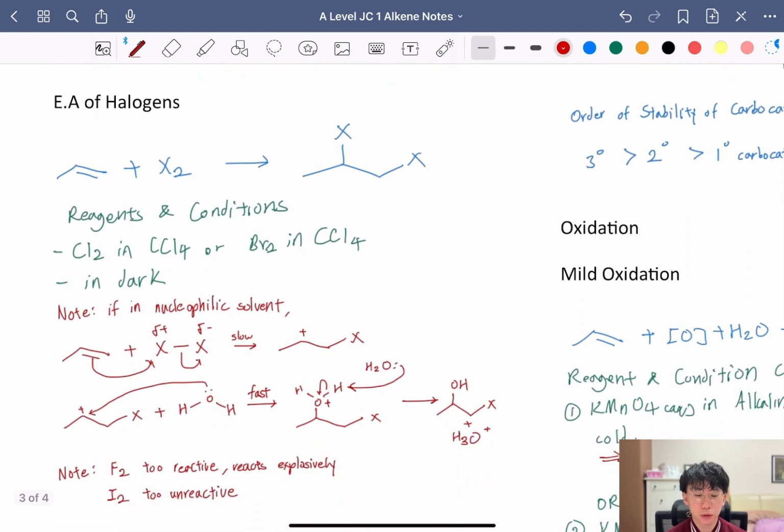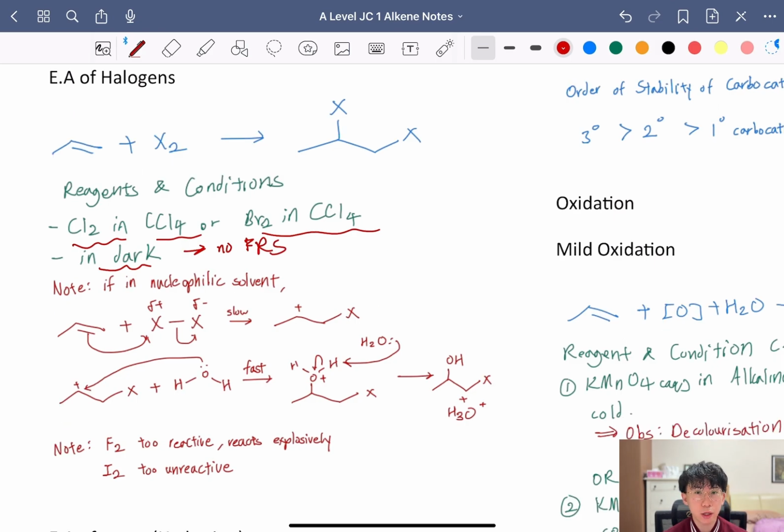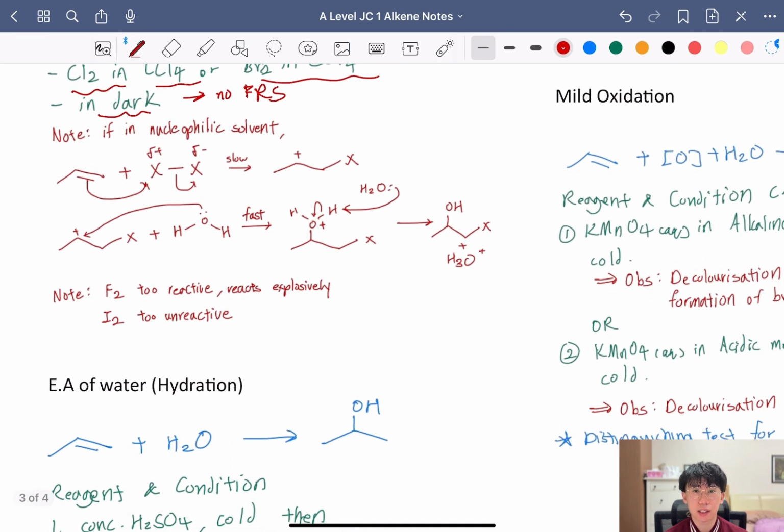Next is the electrophilic addition of halogens. So same principle, you're just adding the X2 across the double bond. And the reagent conditions are Cl2 or Br2 in CCl4. And it must be in the dark. And this is because you don't want FRS to be a possibility for this reaction. Do take note that if it is in a nucleophilic solvent, your reaction products could be different, and I'll explain using this mechanism later on.